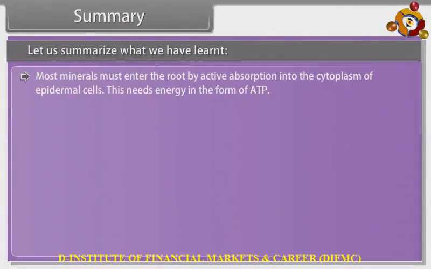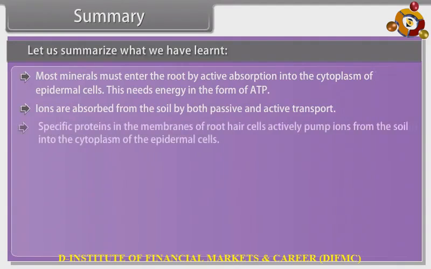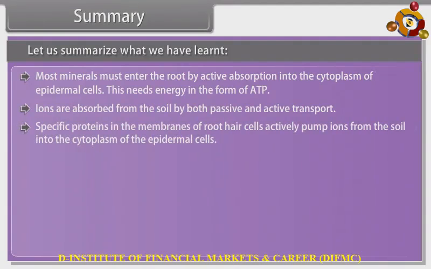Most minerals must enter the root by active absorption into the cytoplasm of epidermal cells. This needs energy in the form of ATP. Ions are absorbed from the soil by both passive and active transport. Specific proteins in the membranes of root hair cells actively pump ions from the soil into the cytoplasm of the epidermal cells.